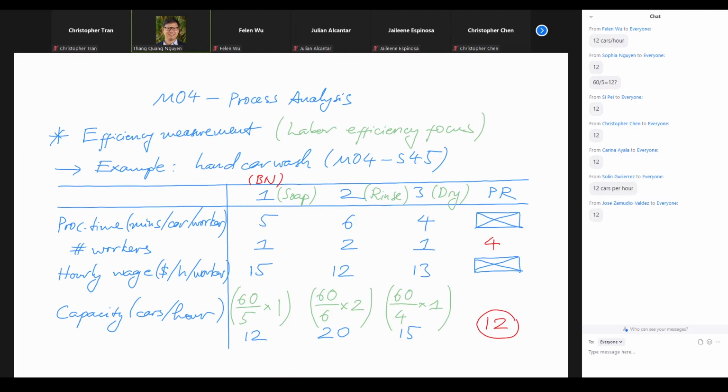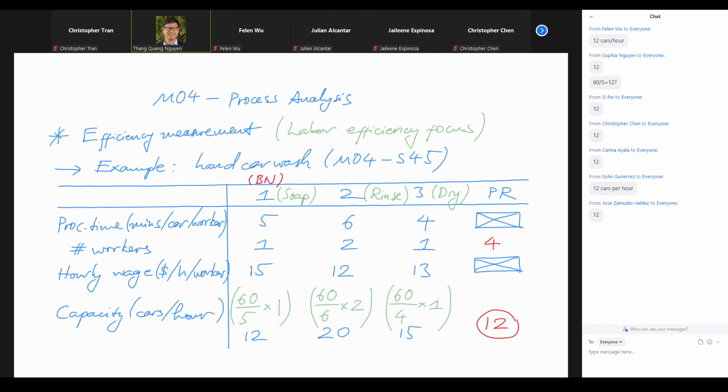So we circle it, we do it with a different color, right? So our capacity is 12 cars an hour, even though station 2 and 3 can handle more than 12 an hour, but the soap station can only handle 12. So for the whole process, in 1 hour, we can only handle 12 cars through. Okay, so that's the capacity. We need to know that before we can do anything else.